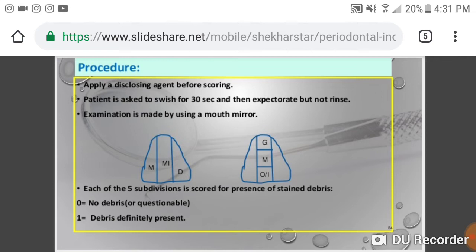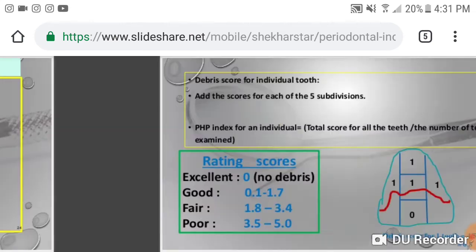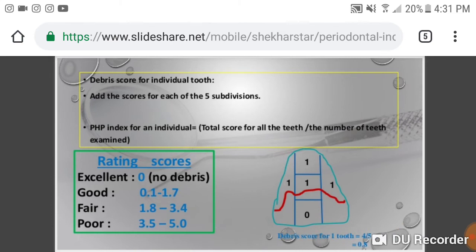0 is no debris or questionable. 1 is debris definitely present. Debris score for individual teeth and the scores for each of the 5 subdivisions. PHP index for an individual is the total score for all the teeth divided by the number of teeth examined. Ratings, scores: excellent is 0, no debris; good is 0.1 to 1.7; fair is 1.8 to 3.4; poor is 3.5 to 5.0.